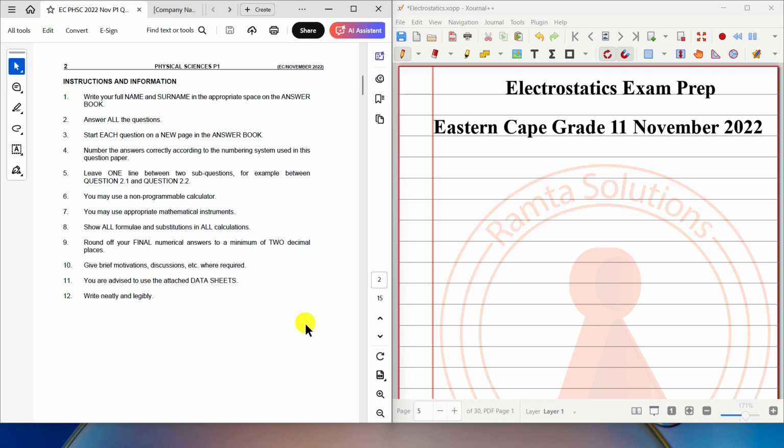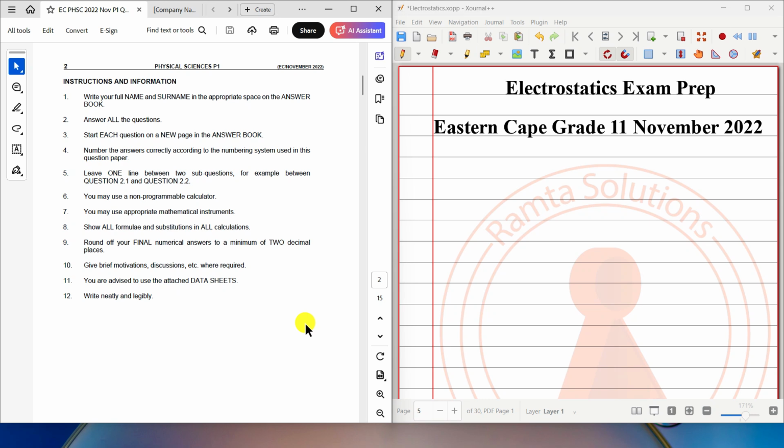where required. Remember, this is physical sciences. There is no essay question in physical sciences. And instruction number 11, you are advised to use the attached data sheets. In case you forget your formulas or your constants, you can always refer to your data sheets. Remember, not all formulas are given, but the major formulas are given. Instruction number 12 is an important one: as you practice the concepts, guys, wanting to know what is what, please also work on improving your handwriting.